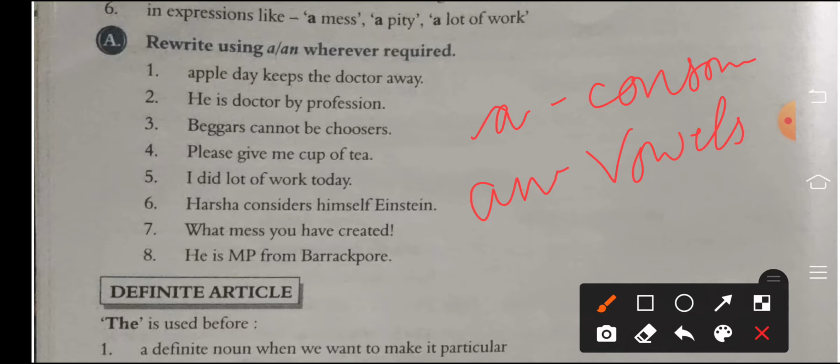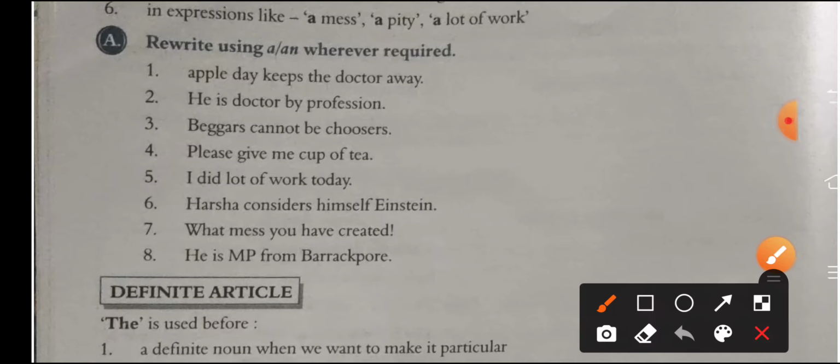So let's talk about the first sentence here. First sentence says, apple days keep the doctor away. So the very first thing is to target the nouns. Apple is a noun, right? Day is a noun, doctor is a noun. So before these, there should be an article, clear? Before keeps you cannot add the, the is already an article, and before away also you cannot add an article.